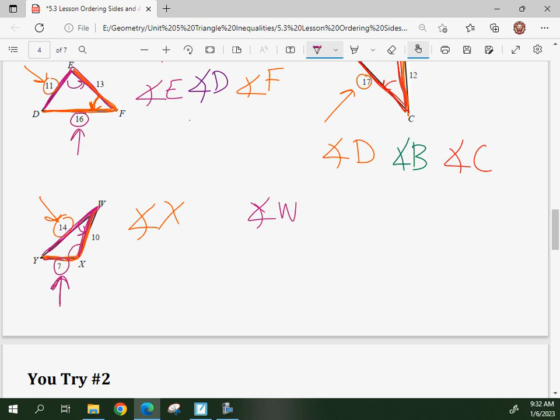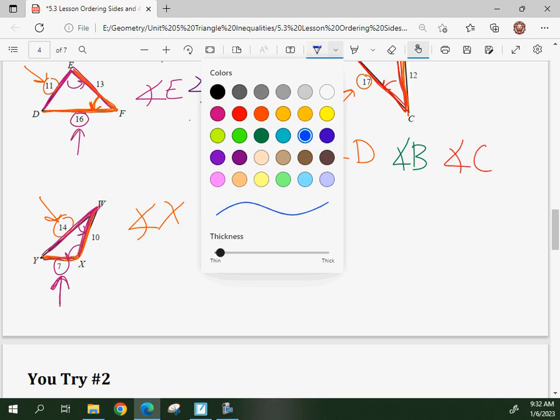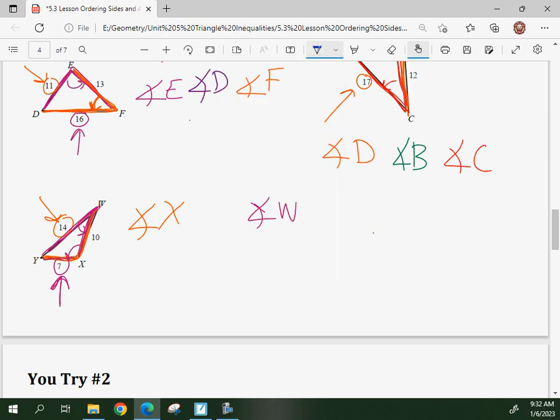And I forgot to put a little mark in there. So if you put the marks in there as well, it lets you know, hey, angle Y is the angle I haven't talked about yet. I found the smallest angle and the biggest angle. Angle Y is left over. That means angle Y goes in the middle. Angle Y has a measure that is smaller than angle X, bigger than angle W.